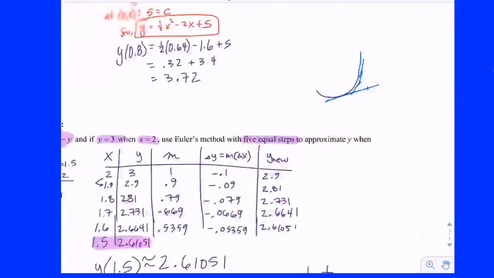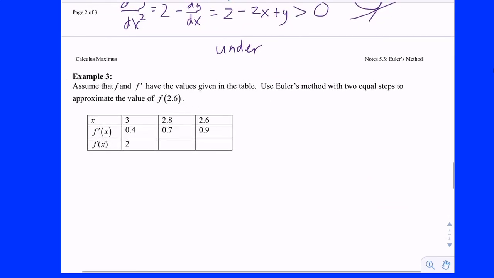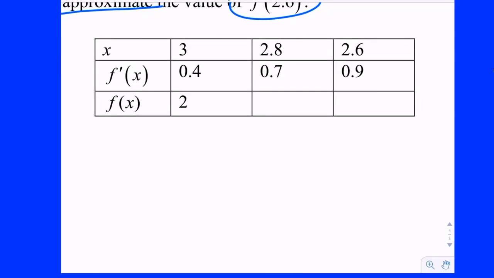Okay, what other types of questions? Well, let's look at example 3. Assume that f and f prime have the values given in the table. Use Euler's method, there it is, with 2 equal steps to approximate the value of f of 2.6. So a slightly different way to give you information. Notice you have a row of x's, you have the next row of derivatives, and then finally the last row is your function values. So the slopes are already calculated. If you would like to make your table here as well, it's a good place to do it.